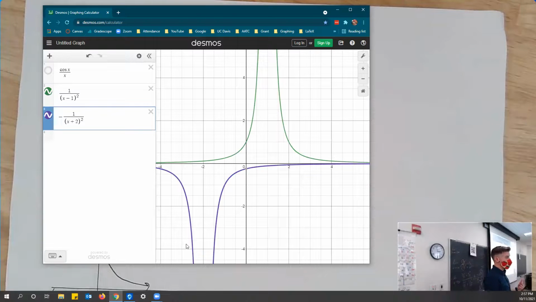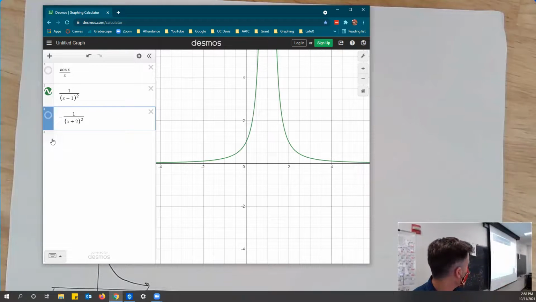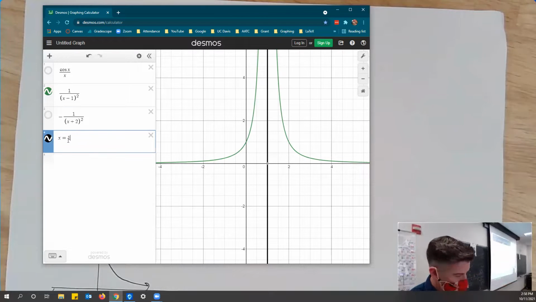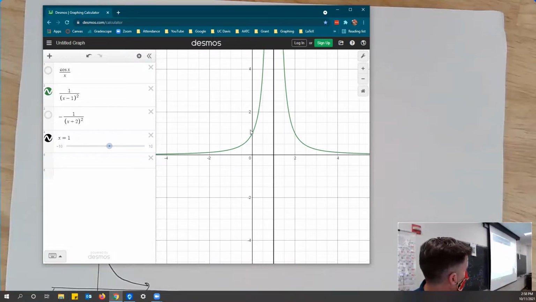You're seeing where the vertical asymptotes are, and the vertical asymptotes are where x is, the thing x is approaching. So this one has a vertical asymptote at -2 because the limit as x approaches -2 on either side is negative infinity. And this other one, this green one, has a vertical asymptote at x equal to 1 because the limit as x approaches 1 from either side is positive infinity. It's getting larger and larger, and you can't stop it. I mean, you can obviously get off the screen, but yeah, it's very big.